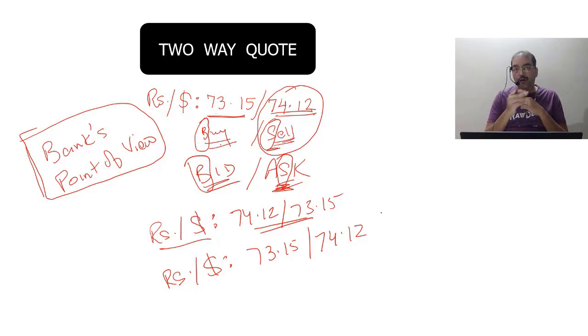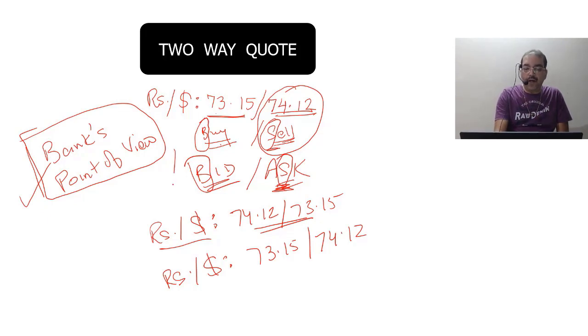Because for me, the bid rate should come first, and the bid rate is always the lower of the two. The bank buys at a lower rate and sells at a higher rate. Normally, everybody buys at a lower rate and sells at a higher rate. The bank also will buy at a lower rate and sell at a higher rate. So bid rate is lower, ask rate is higher. Have you understood what I'm saying? Example is clear. Whose point of view is the rate given from? It is always given from the bank's point of view.